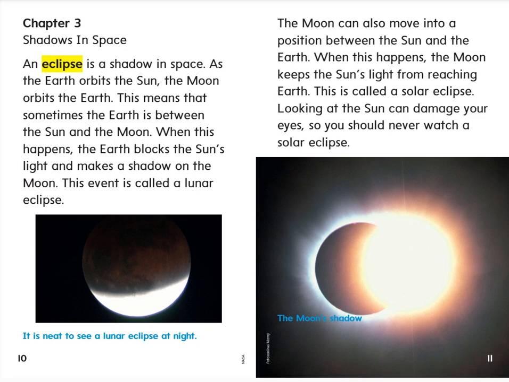The moon can also move into a position between the sun and the earth. When this happens, the moon keeps the sun's light from reaching the earth. This is called a solar eclipse. Looking at the sun can damage your eyes, so you should never watch a solar eclipse.